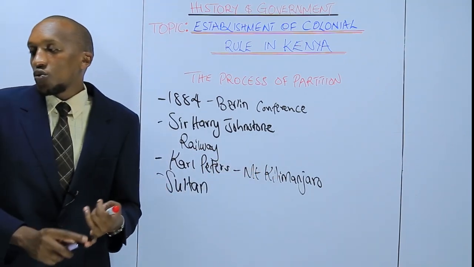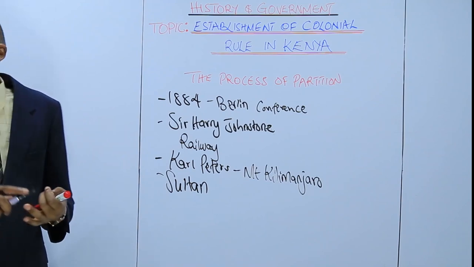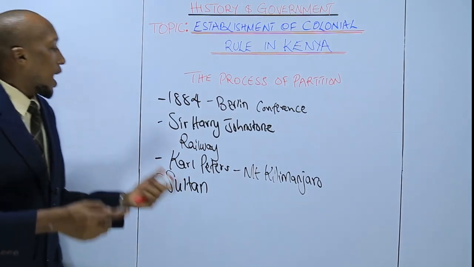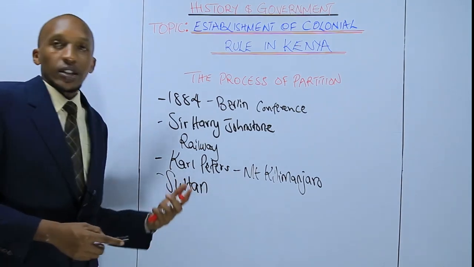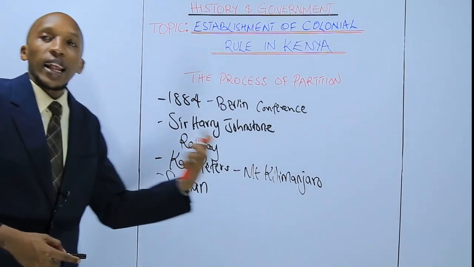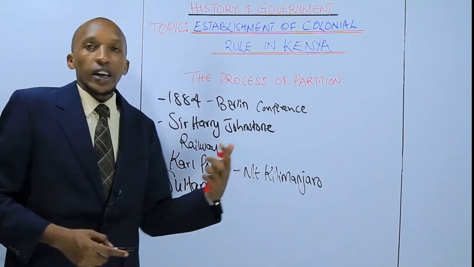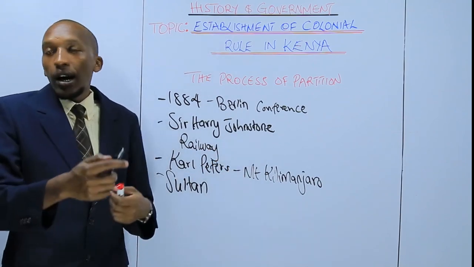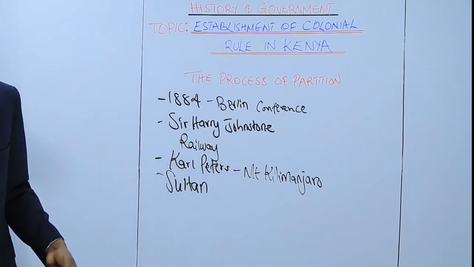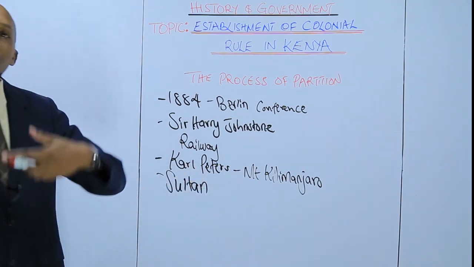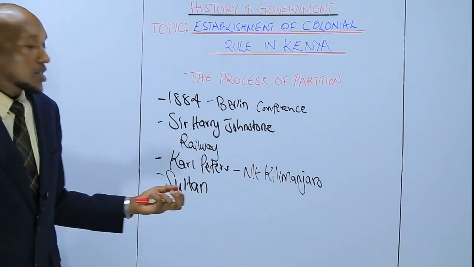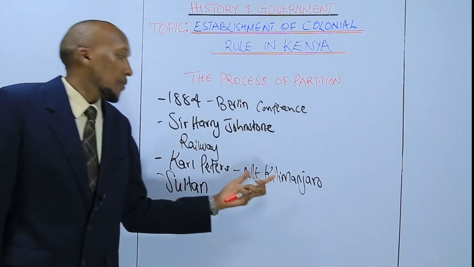That is the chief of Uzigua, the chief of Usagara, the chief of Ukami, and the chief of Nguru, without consulting the Sultan. So this brought about some problems, because the Sultan had not given the Germans the go ahead. So this brought about some struggles between the British and the Germans. When Carl Peters went back to Germany, the Chancellor acknowledged the treaties that he had made with the African chiefs.